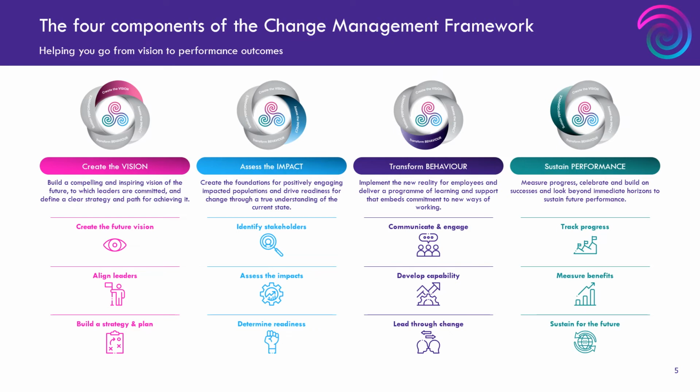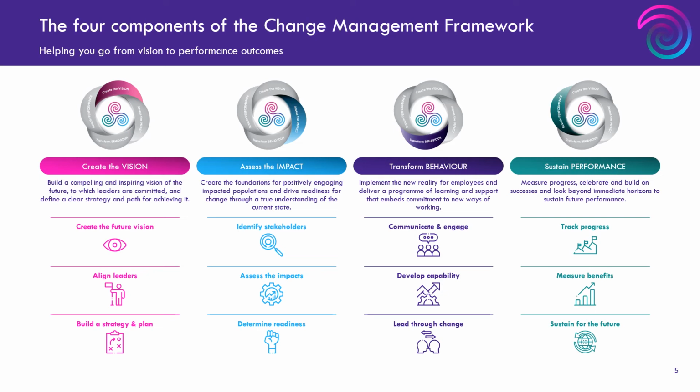Very similar to the Kotter 8 steps. Starting with creating the vision, aligning leaders, building a clear plan around what you're going to do, leadership alignment being the absolutely critical part up front there. Then moving on to assessing the impact. Who is this change actually going to impact? What's going to be different for them? Who are the other stakeholders that we need to get on side? And how ready are people to receive and adopt this change?